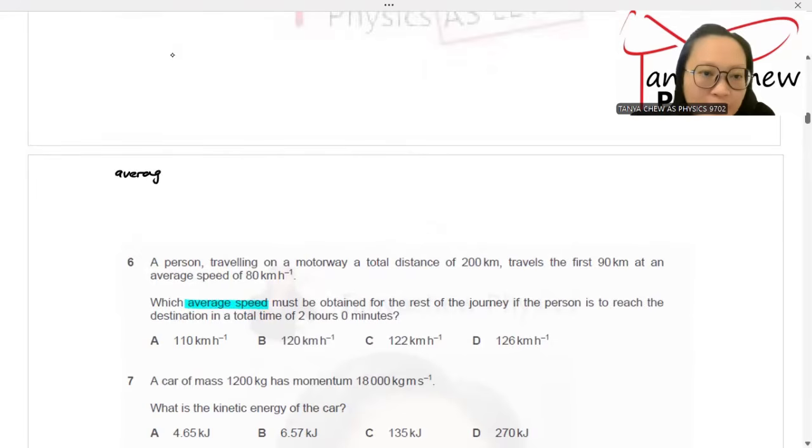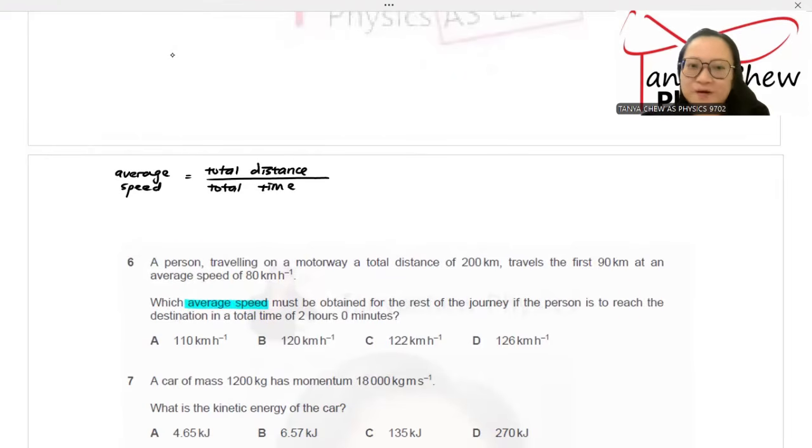Average speed is defined as total distance over total time. So since this person is supposed to travel with a total distance of 200 kilometers, this person has already traveled the first 90 kilometers. So, okay, I have to look at the time, right? So I am going to do this. Speed is equal to distance over time. For the first 90 kilometers, the average speed is 80 kilometers per hour.